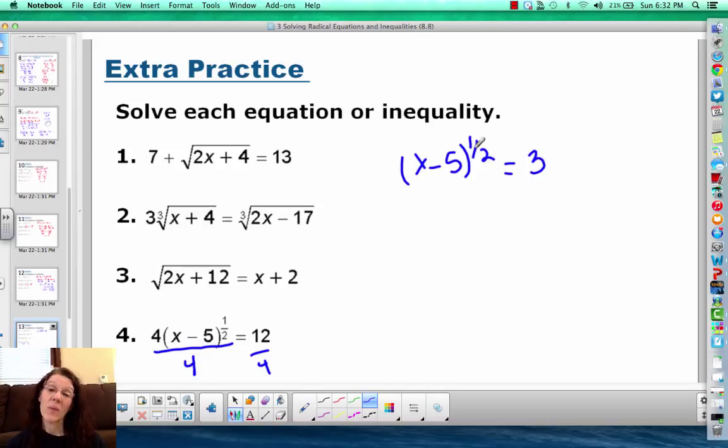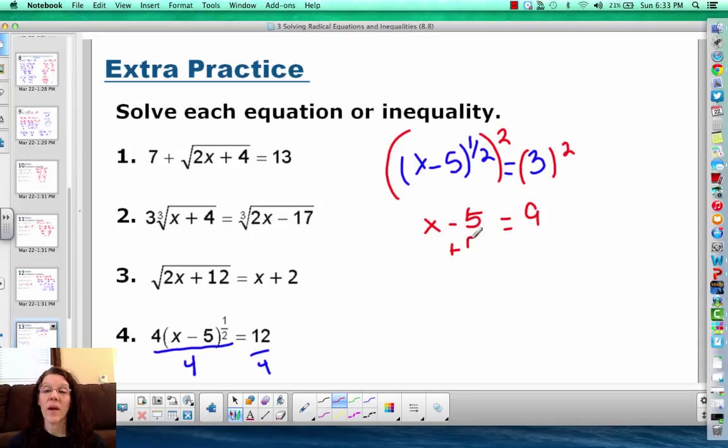Now, what I really want is that exponent to be 1. So what would I have to multiply 1/2 by to make that 1? Well, how about 1/2 times 2, or squaring it? And if I had written it as a radical, that would have been the square root. So I'm going to square both sides. Remember, if you take a power to a power, you multiply. What's 1/2 times 2? That's 1. Anything to the first power is just itself. X minus 5 equals 3 squared, but 3 squared is 9.